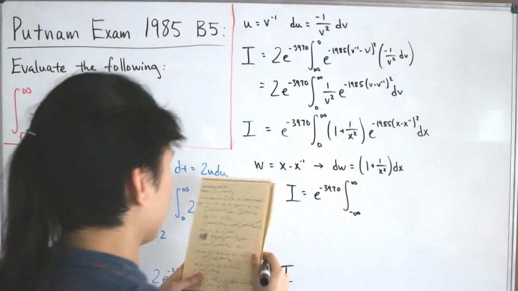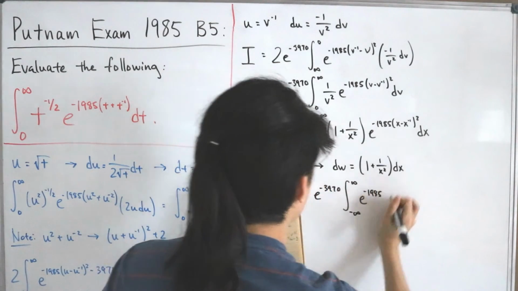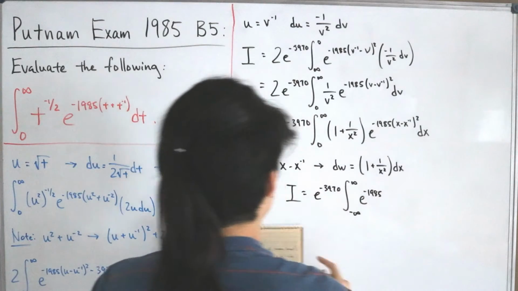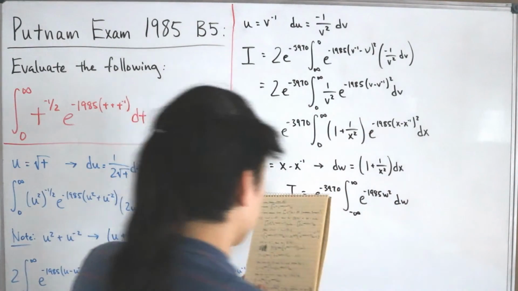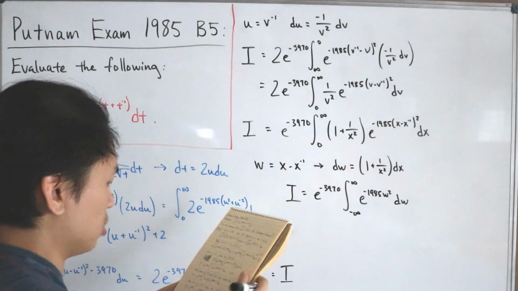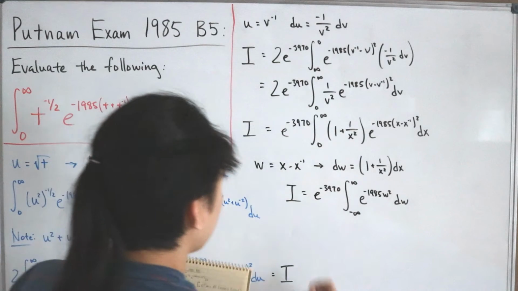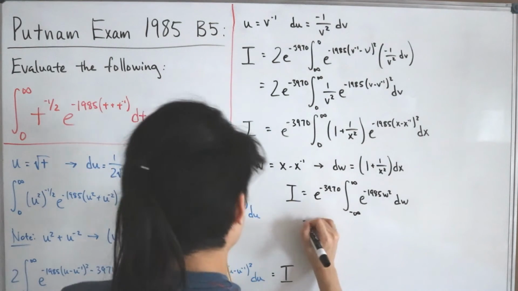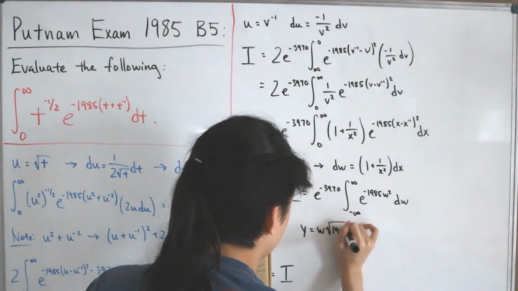And then now from here we have e to the minus 1985, and then replace this with w, and then quantity square. And actually, I think I take that back. There's actually one more substitution. I don't know if I said that was the last one previously. This is going to be the last substitution. So one more substitution, we're going to let y equals w times the square root of 1985.